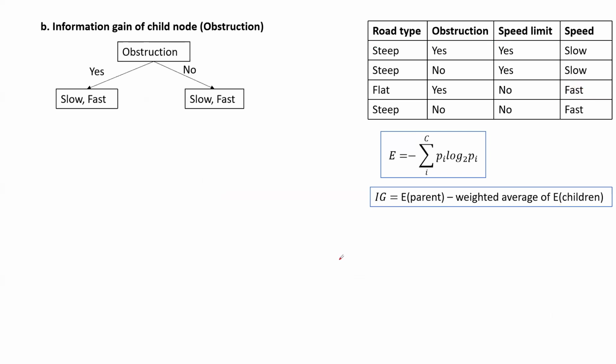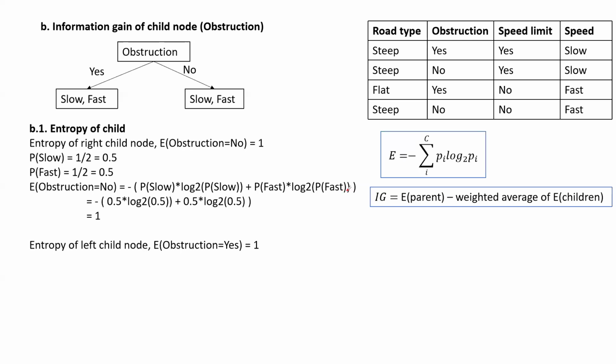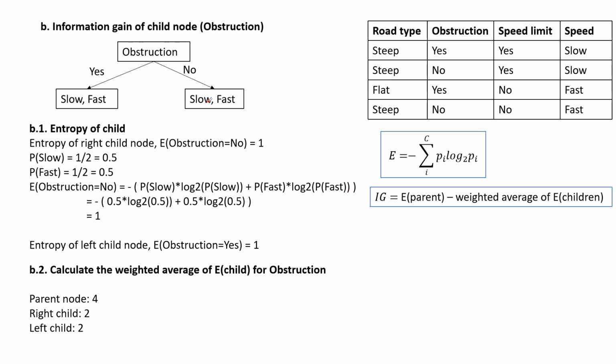And in the same way, we have to calculate for the obstruction. When we calculate for the obstruction, we have an equal partition, so the entropy is 1 for both yes and no.